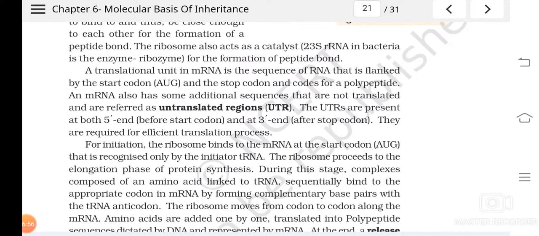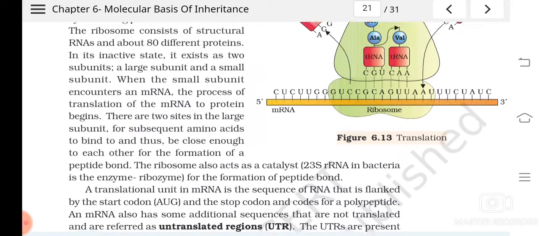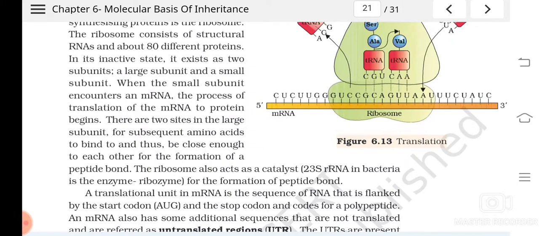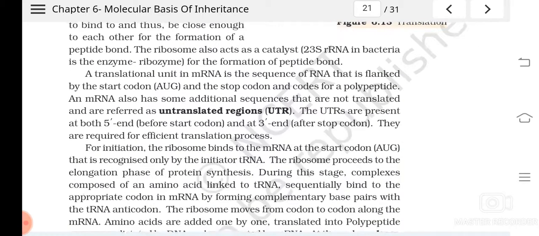So during initiation, what happens is, I told you ribosomes have two subunits, isn't it? A smaller subunit and a larger subunit. When the small subunit encounters an mRNA, it will bind to the mRNA at the start codon. That will be recognized by the initiator tRNA. Understood?